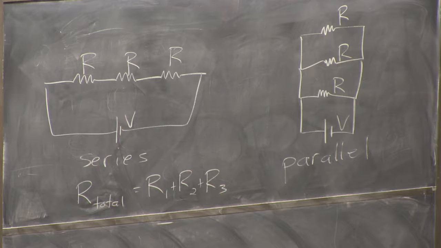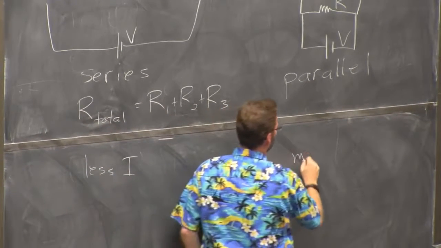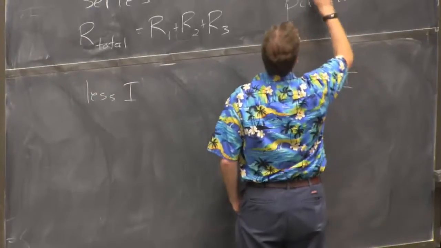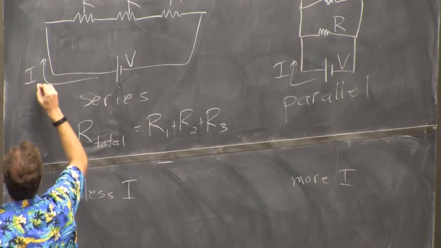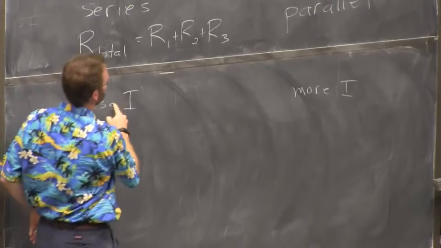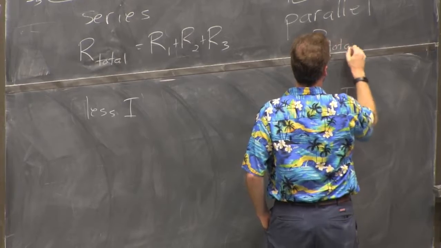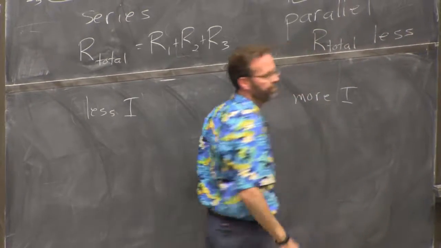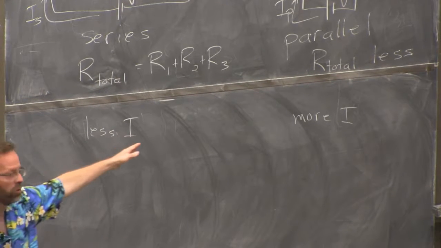But if you have more resistance, what happens to the current? Goes down. So there's less current flowing here. Less I than this one. More I flows. There's the I here. Here's the I here. I in series, I in parallel. This has less. This has more. Over here, the overall resistance is less because it's widening the path. It's easier to get through. That's why there's more current flowing over there. Yes?